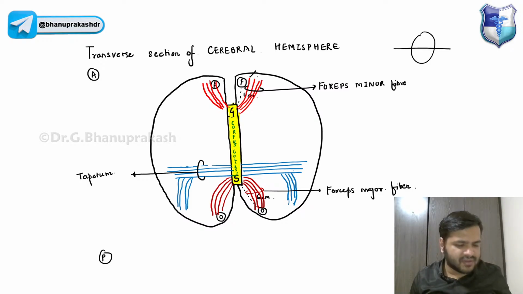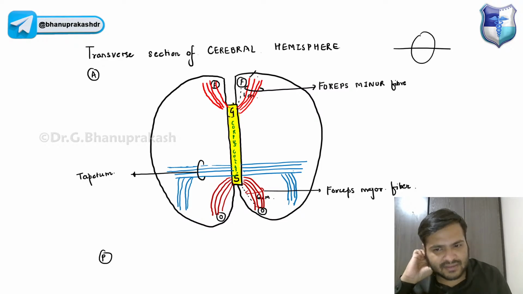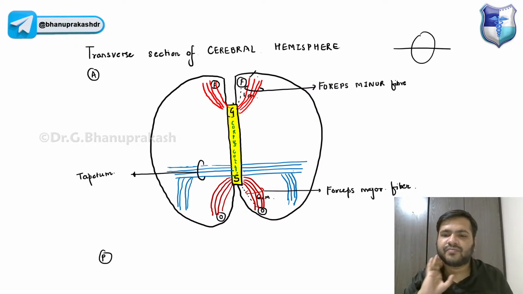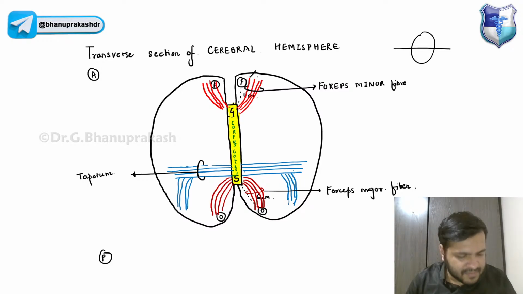I hope this is clear, guys. Just give me a thumbs up in the chat box if this is clear. Okay, this is clear. Quickly tell me, give a thumbs up that you understood: what is forceps minor, what is forceps major?